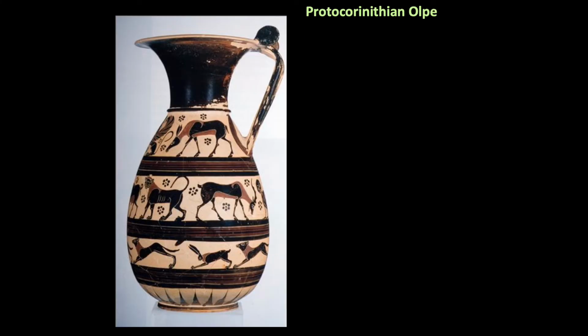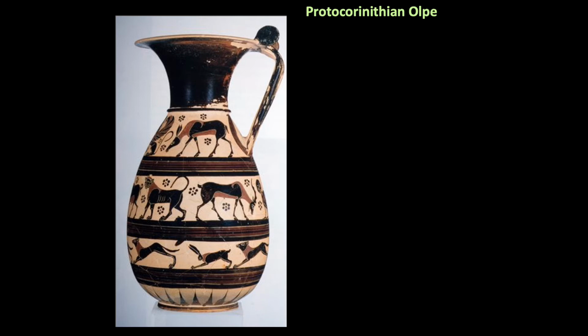Here we see what's called a Proto-Corinthian olpe. An olpe is just a vessel that, once again, a different shape for pouring. And I just want to point out that on this one we see black figures on a white background. Get used to that term. We're going to call this black figure vase painting, when it's black on white. This will reverse later on, so know this term.